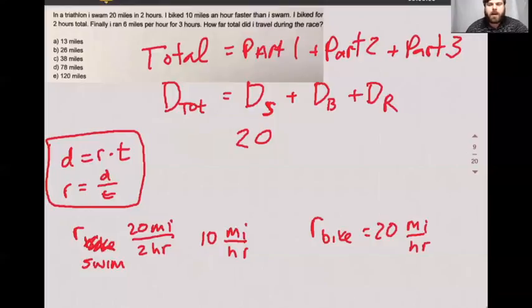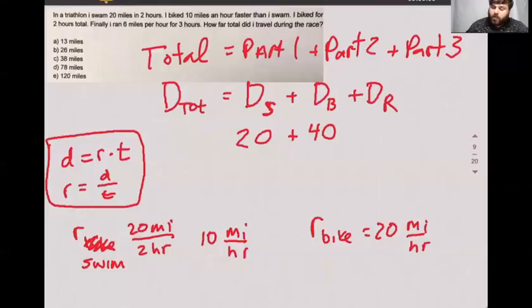So if I go 20 miles per hour, how far would I go in 2 hours? Yeah, I'd go 40 miles. So that's my second part. I had to figure out that rate before I could actually calculate the distance I traveled. Finally, it says I ran 6 miles per hour for 3 hours in the run section. Now that's pretty straightforward. I know the rate and I know the time.